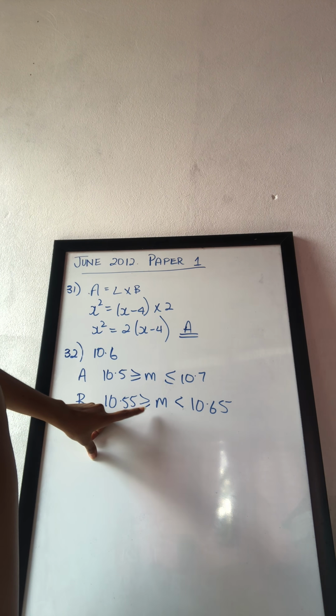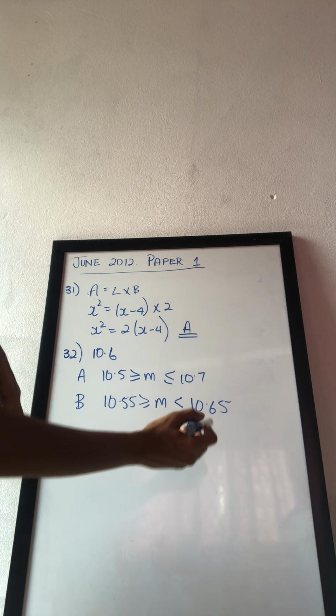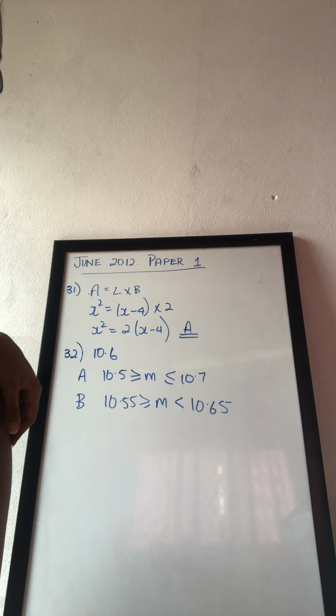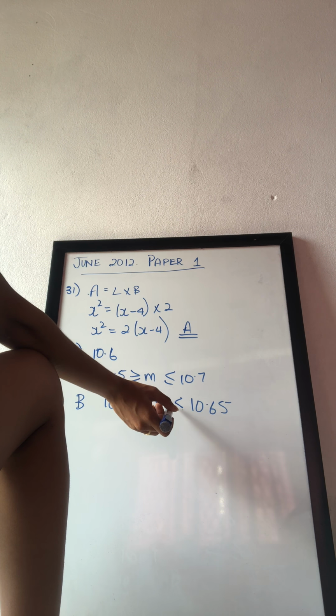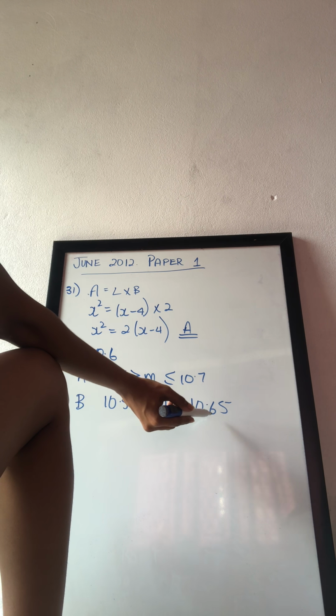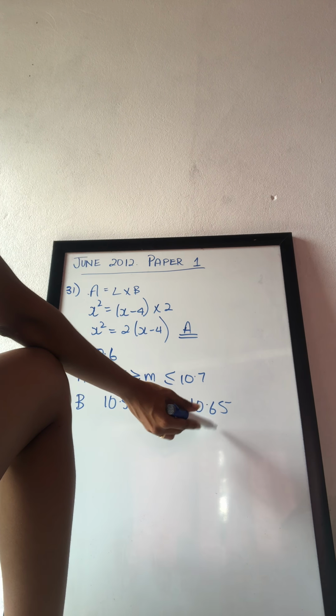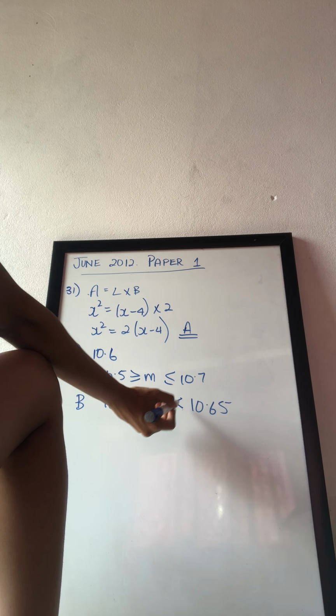Now 10.55, when we round this up, you circle this one, you look at this one, because this is 5 or more, you add 1, so it will be 10.6. But here, this would round up to 10.7. Now, because this one is strictly less than, right, M is less than 10.65, it means that it will be less than or equal to 10.64. And when we round up that, we'll end up with 10.6. Yeah. So because this one is strictly less than, B is the answer for this one.